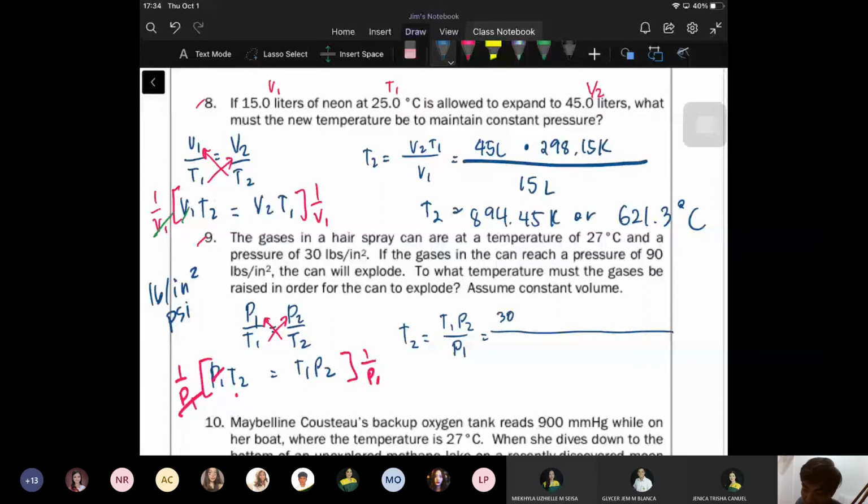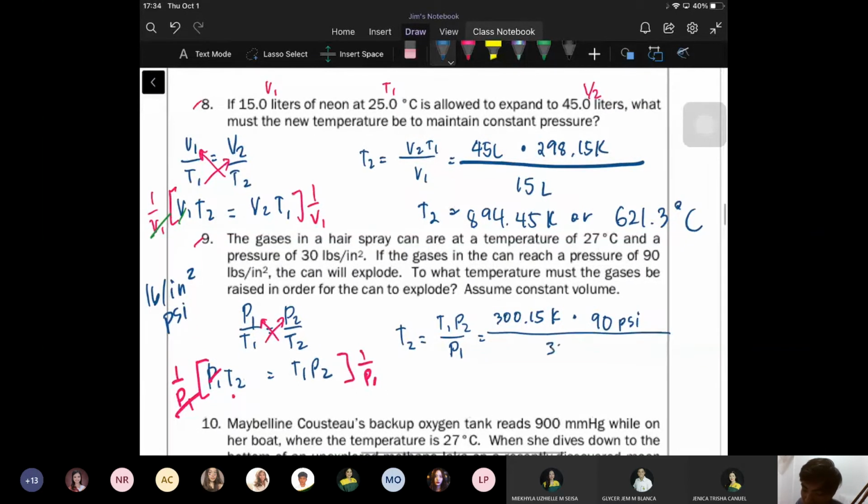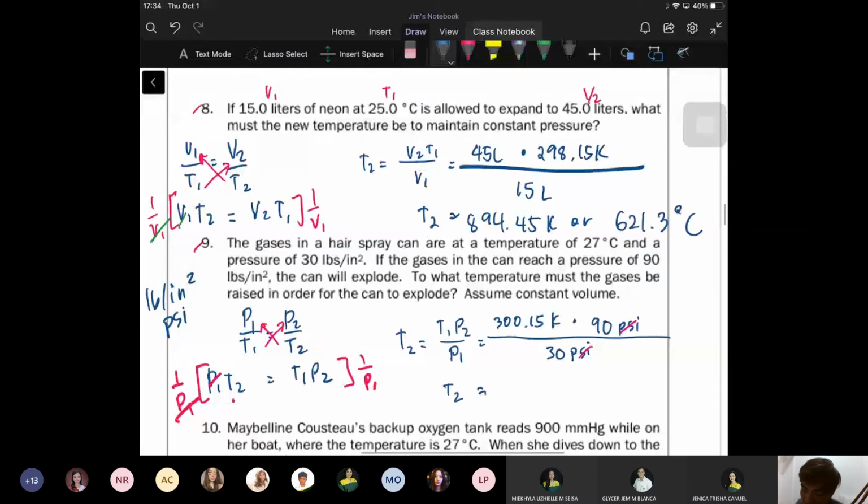That's 300.15 Kelvin times the pressure 2, which is 90 pounds per square inch. PSI na lang sulat ko. And then 30 pounds per square inch for the initial pressure. Basically, you have to multiply the temperature by 3 now. So that's 945 Kelvin or 627.3 degrees Celsius. Okay, so ganun lang. Easy, di ba?